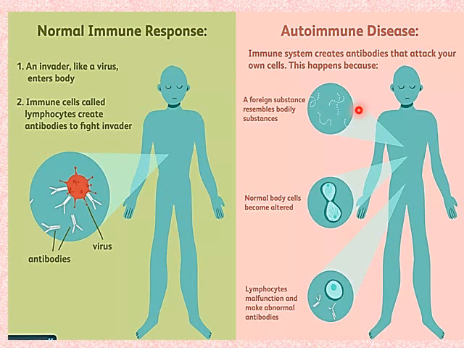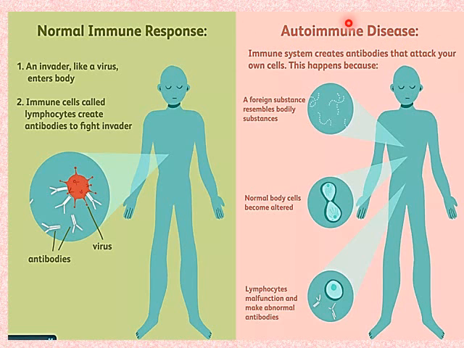This diagram illustrates the difference between normal immune response and autoimmune disease, which is a kind of disorder. Now, in the normal immune response, as you can see, a virus or any intruder enters the body. Then the immune system cells, especially the lymphocytes, create antibodies to fight the invader. The plasma cells, as we discussed last time, produce antibodies, Y-shaped compounds, which will fight back the intruders like viruses, bacteria, and others.